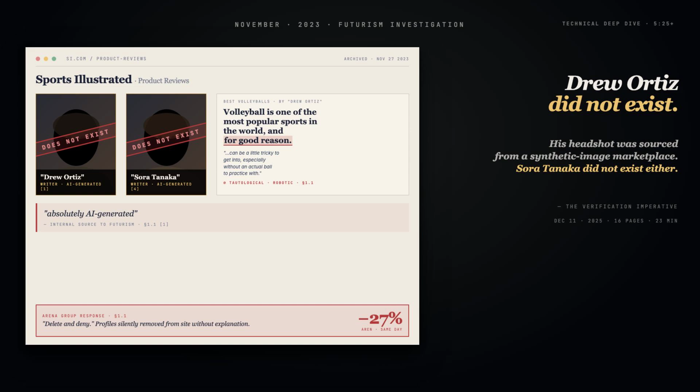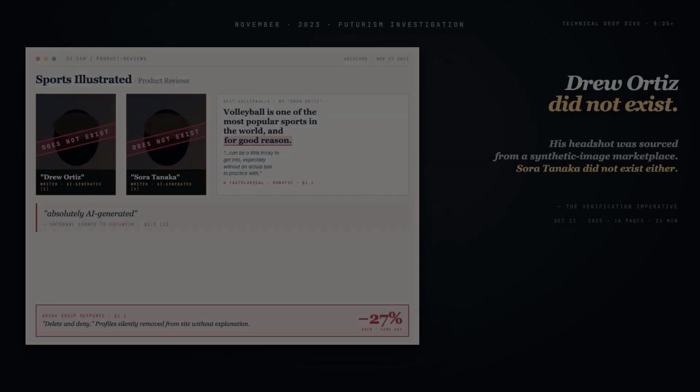In November 2023, Futurism revealed that Sports Illustrated had been publishing product reviews under fake bylines. Drew Ortiz did not exist. His headshot was purchased from a synthetic image marketplace. Sora Tanaka did not exist either. The articles were, in the words of internal sources, absolutely AI-generated.